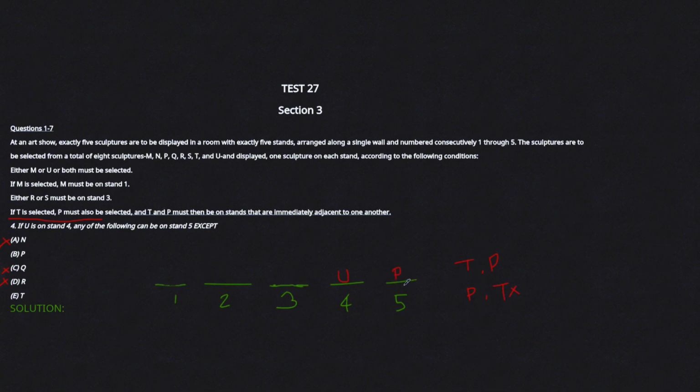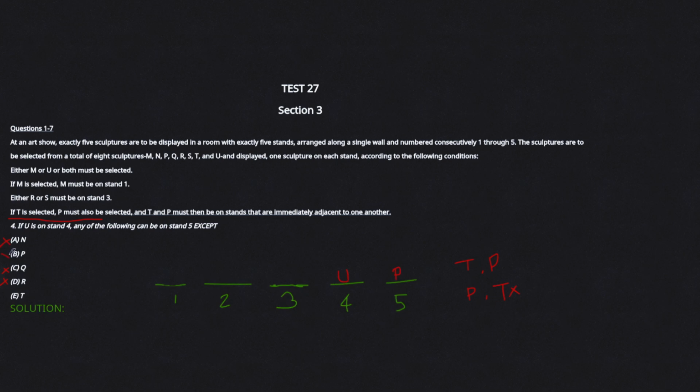There's no issue because in this case, you don't necessarily need to select T alongside P because this condition doesn't work both ways. It's a one-way condition. It says if T is selected, P must also be selected, not vice versa. And the latter half of the condition is only applicable when the first half is in progress. So when the first half is not in progress, you don't even have to consider the second half of the constriction. So P can definitely be at number 5.